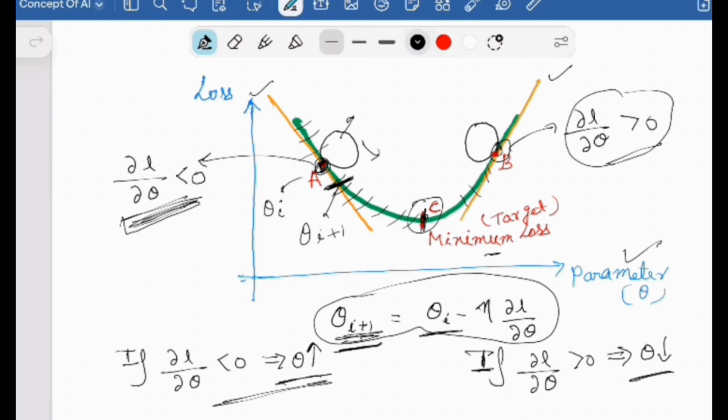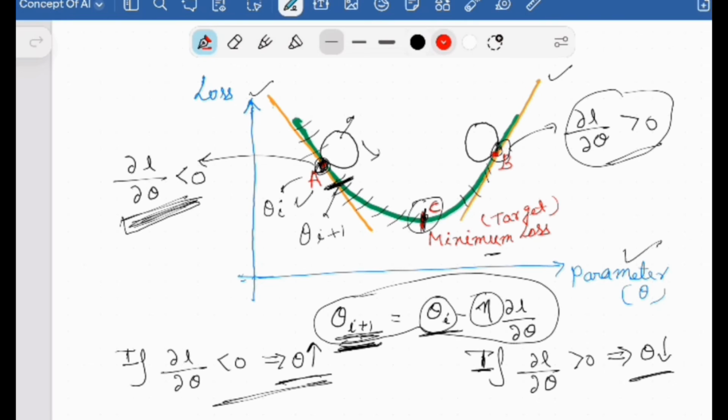So now see how this formula is working. In this formula, you can see that if del L by del theta is negative, then I will add something to theta I, because when del L by del theta is negative, my formula will become theta I plus 1 is equal to theta I negative eta, and then again negative sign with slope. So negative and negative will become positive, and I will add something to theta.